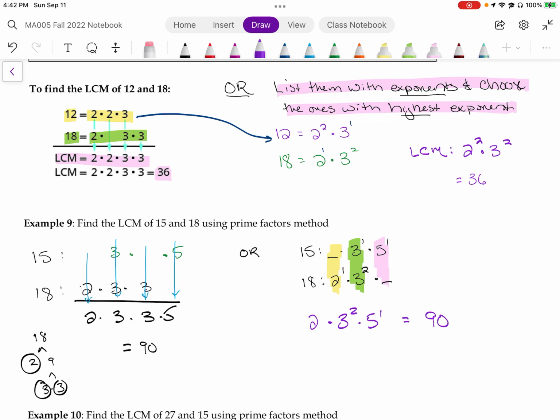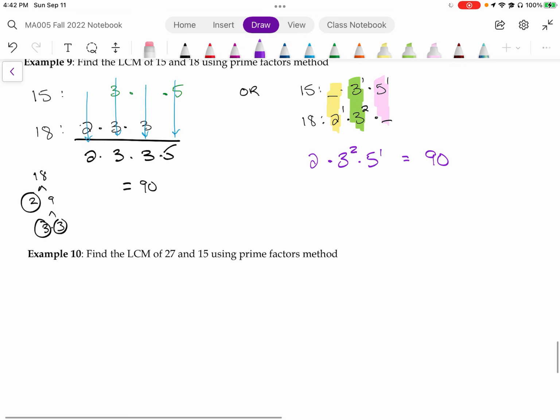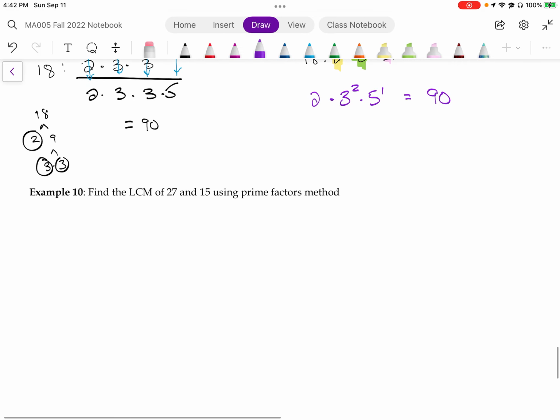Okay. All right, so let's try this again, using the prime factor method, not the listing method. Let's do 27 and 15. So why don't you pause the video and give this a try.